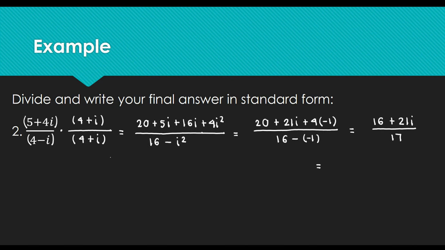Once again, I'm going to split that apart. So we'll have 16 over 17. There's my real number. Plus, then we'll have 21 over 17 with an i. Once again, you can keep the i in the numerator if you want. Neither one of these fractions can simplify down any further. So this is my final standard form answer.